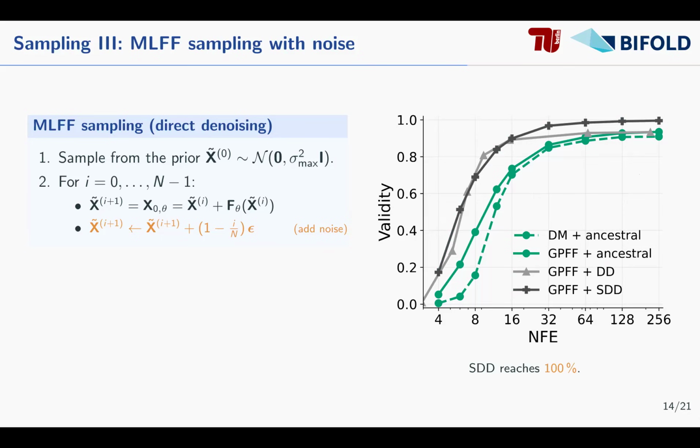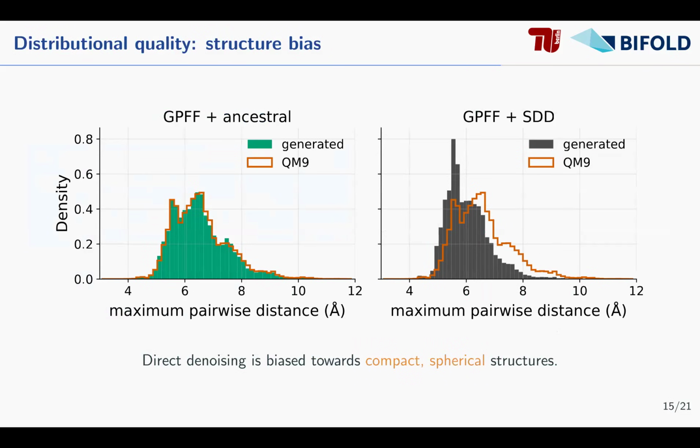So yeah, this now all looks pretty good, but validity isn't the only thing that matters. And we also investigated the sample quality in terms of distributional alignment to the QM9 target distribution. And here we can see that direct denoising with GPFF shows a strong bias towards compact and spherical structures.